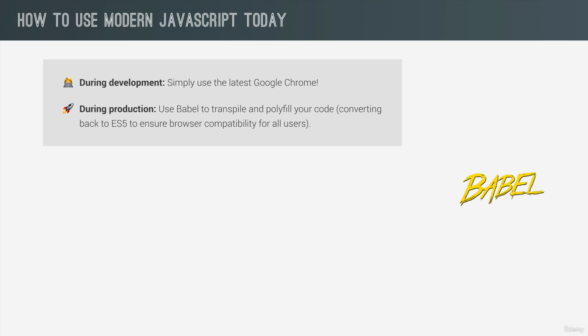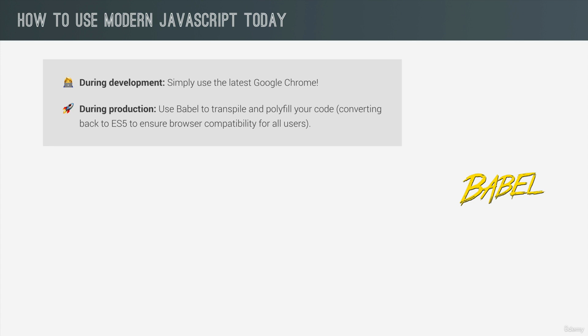Again, because you're using the most up-to-date browser during development. Transpiling back to ES5 is only necessary after your app is developed and you want to ship it to your users. Alright, so now let's take a look at how different JavaScript releases can be used today.